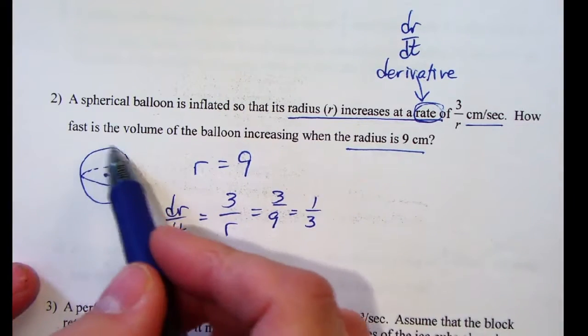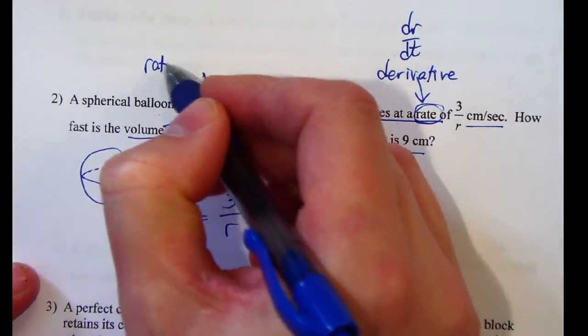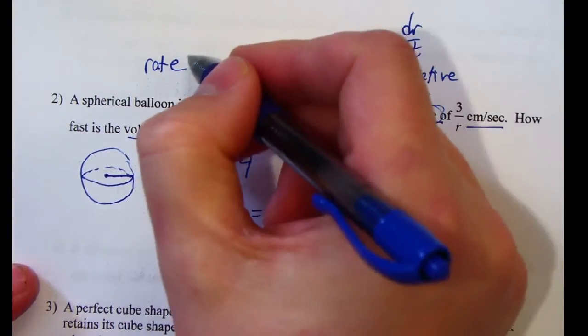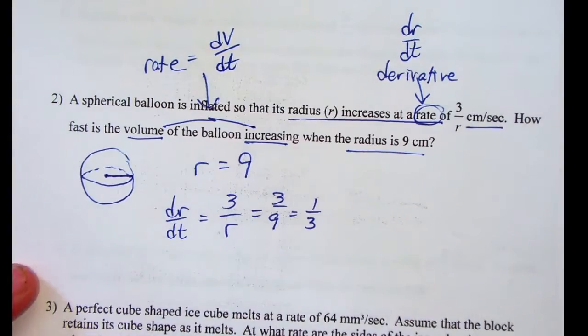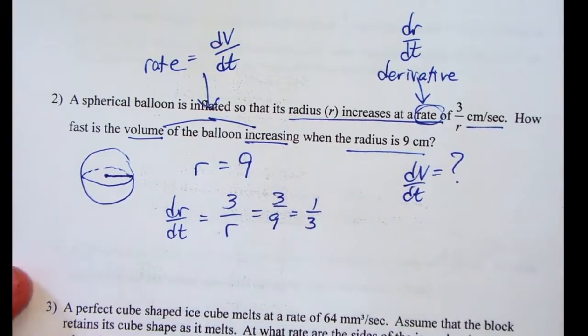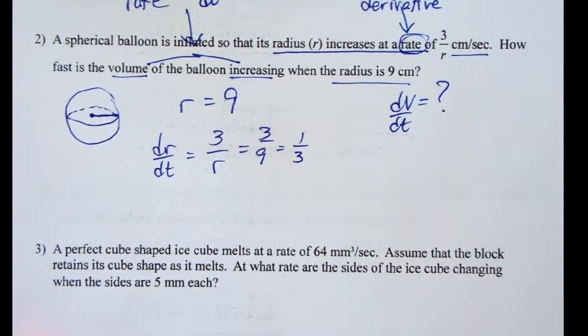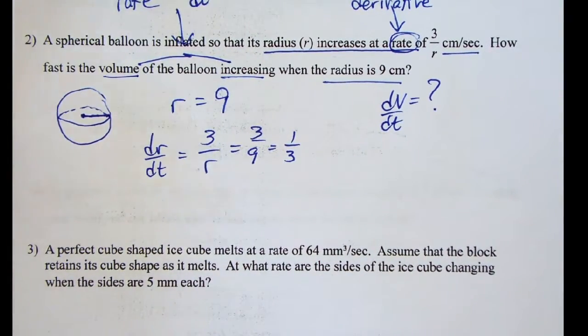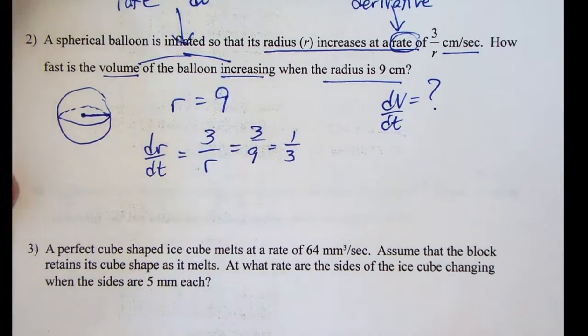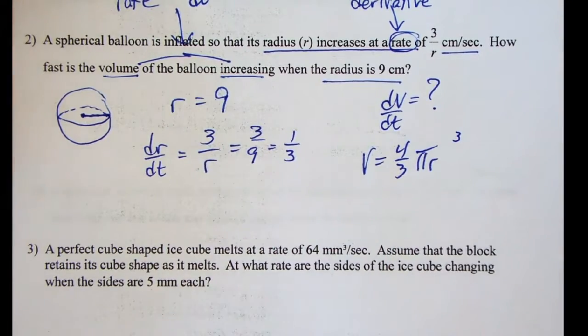They're asking for how fast is the volume increasing. Again, that's a rate. So they're not actually asking for V. They're asking for dV/dt. So dV/dt equals what? I could find the volume. I'm never going to need it, and you'll see why. But V would be separate from dV/dt. So I need to know the equation that relates all of this information. So what's the equation for the volume of a sphere? The volume equals 4/3 pi r cubed.